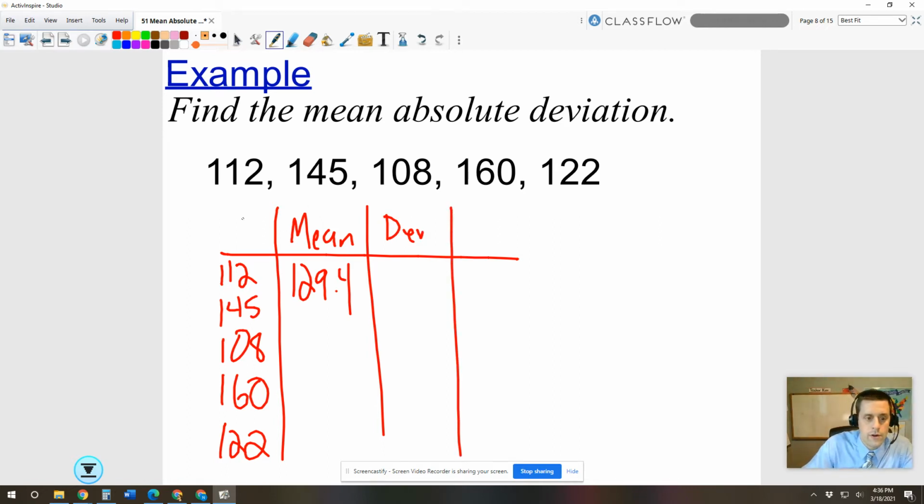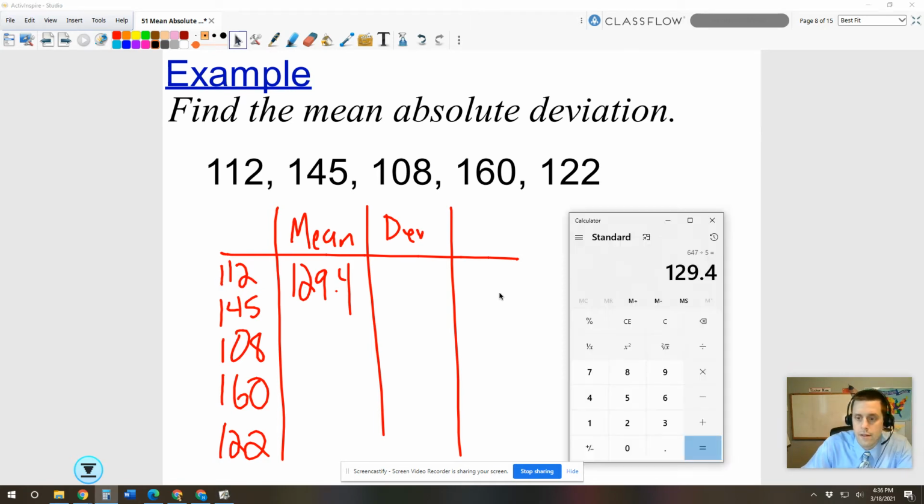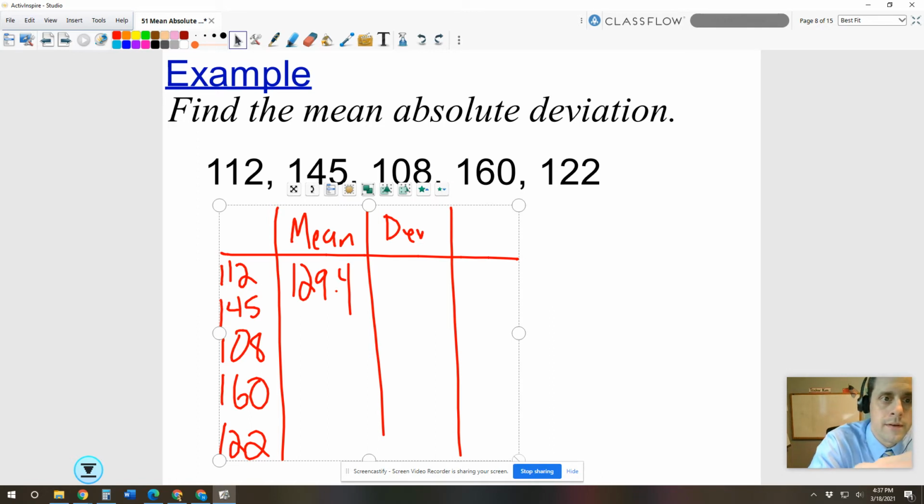Now it's time for our deviations. To do that, we are going to take our data point and subtract the mean that we calculated. My first data point was 112, and I'm going to subtract 129.4. Now I get a negative value. My deviation is negative 17.4. Remember, though, we are looking for the absolute deviation. If you remember absolute value, we just want the positive version of 17.4. So the absolute deviation of 112 is 17.4.